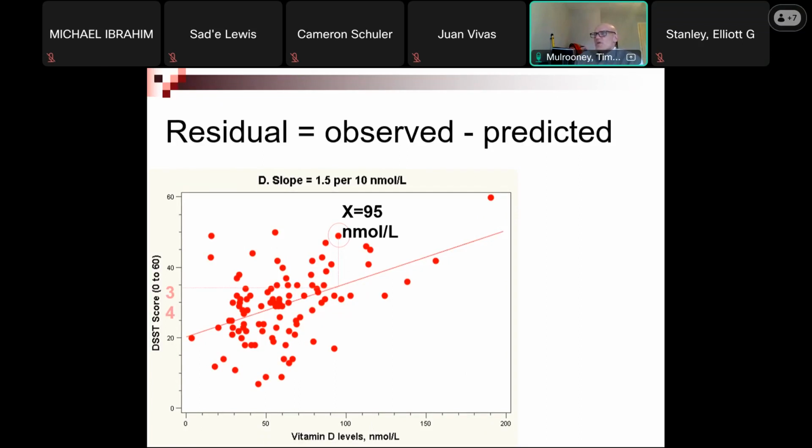You can see a point right here, X equals 95. It should be right there at 34, but it's not, it's way up there. This difference is called the residual. And what are these things up here? These things are called outliers. Things that are closer to the line are predicted. Things down here are outliers.